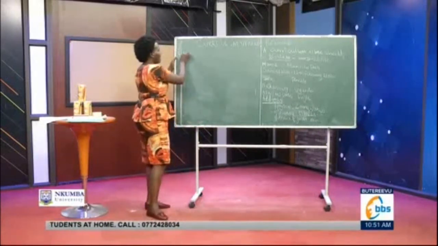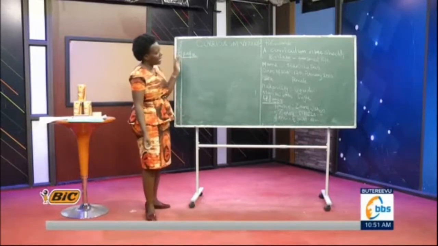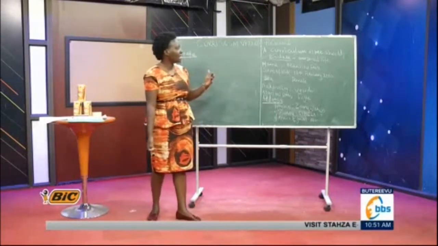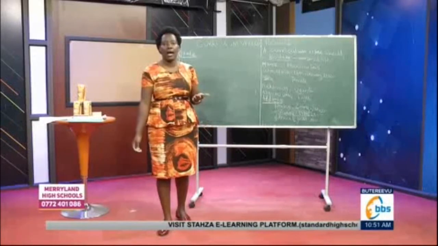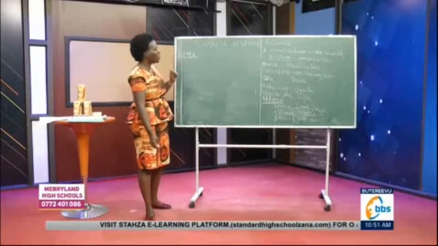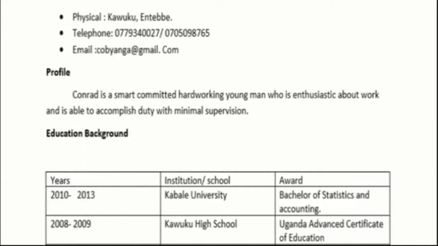So let's go to the profile, and then we shall say, under profile, remember I said you highlight or underline most of the areas that you think are really important and can catch the eye of the other person who is reading your CV or curriculum vitae. So here, since I use the name Nachintu, on the screen you could read our profile. Conrad is a smart, committed, hardworking young man who is enthusiastic about work and is able to accomplish duty with minimal supervision.